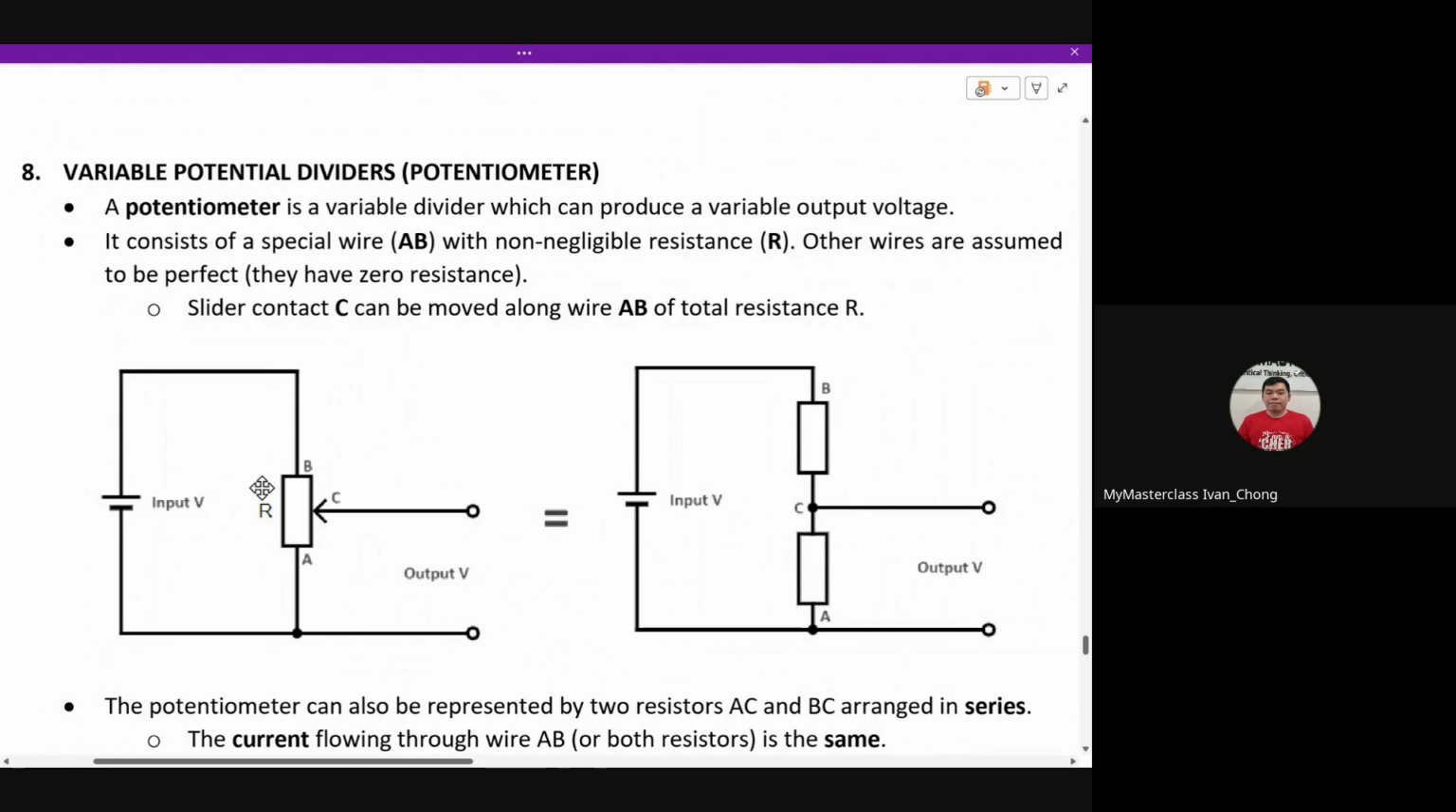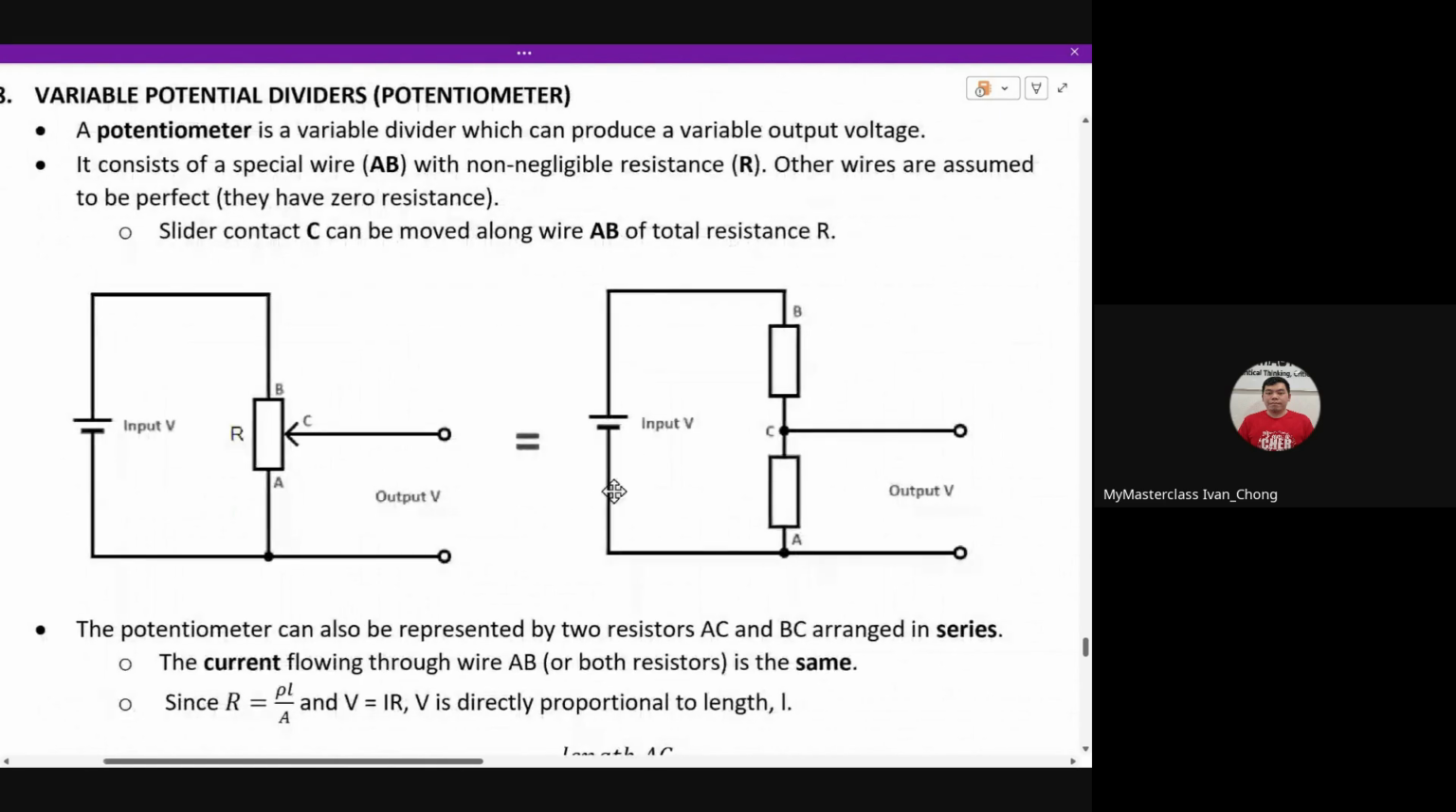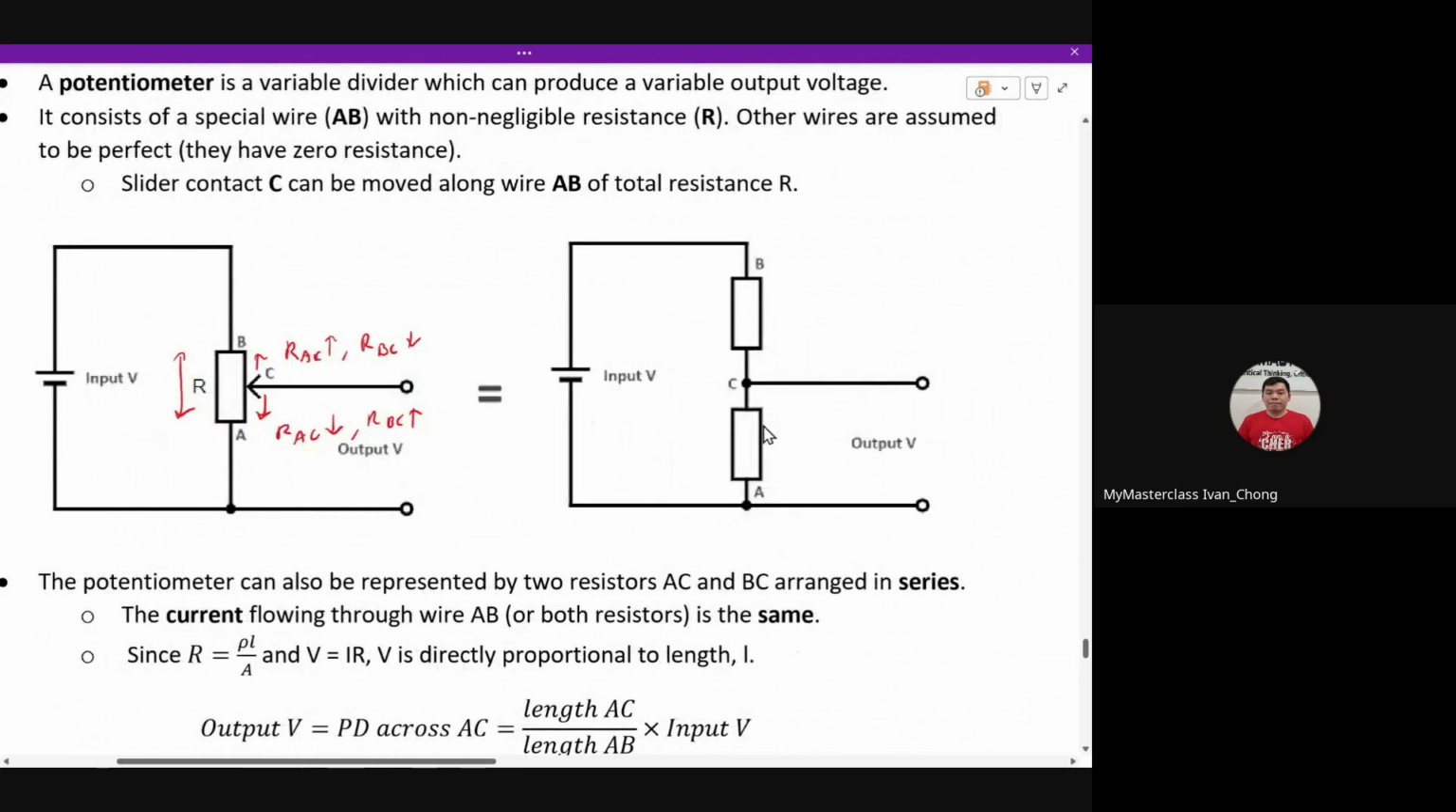So you can just imagine this. If you point the potential divider, the arrow, the pointer at C, you can imagine it as two different resistors over here. If C is closer to A, your resistance AC will decrease. If you move to here, your resistance AC will decrease, and resistance BC will be the other way around. AC will increase, BC will decrease, BC will increase. So basically across here, your resistance is the same, it's fixed. You have a fixed total resistance. Basically, it is these two.